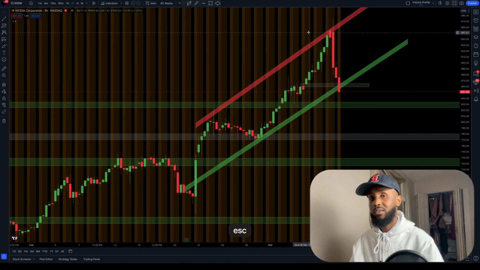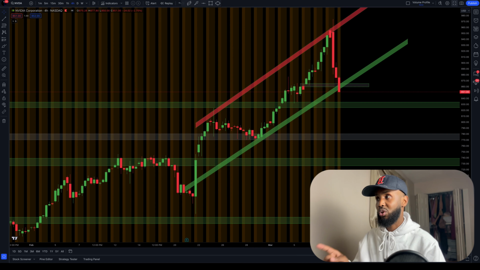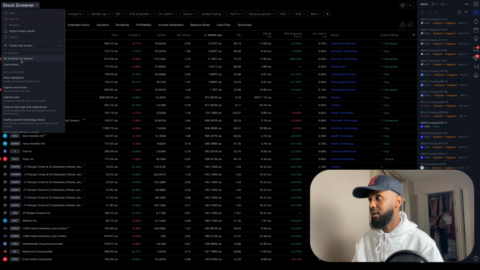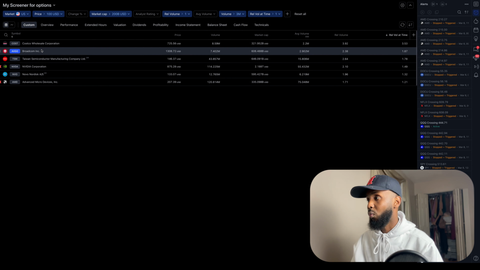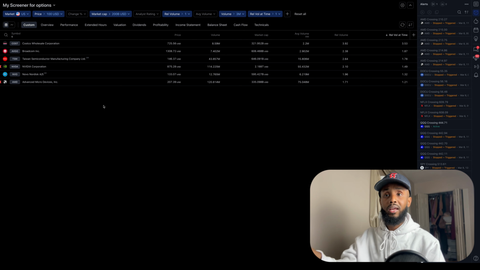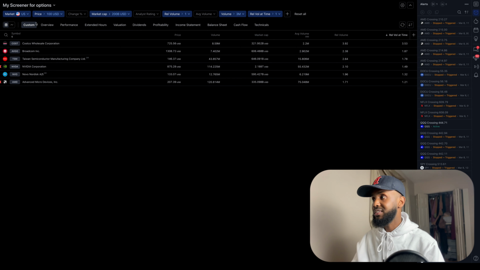So what I do is I go on my stock screener right on TradingView. And once I go on this, I have one that I created, and these are the filters that I put on it so that it shows me the best stocks to trade. So the first thing is I like stocks that are above $100. Sometimes I trade below that, but above $100 is where I feel most comfortable.